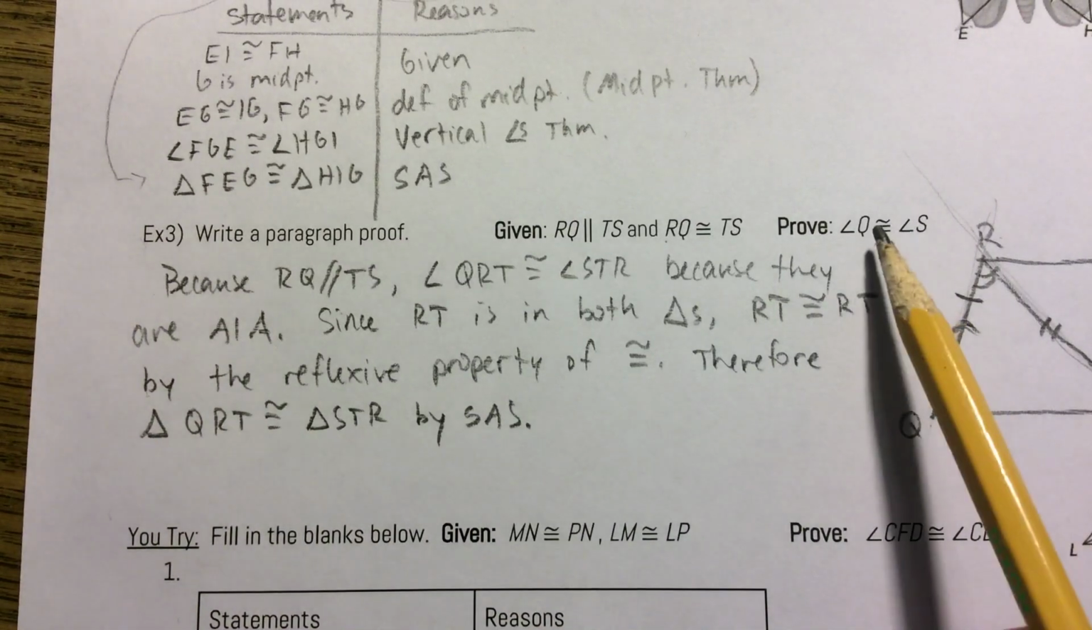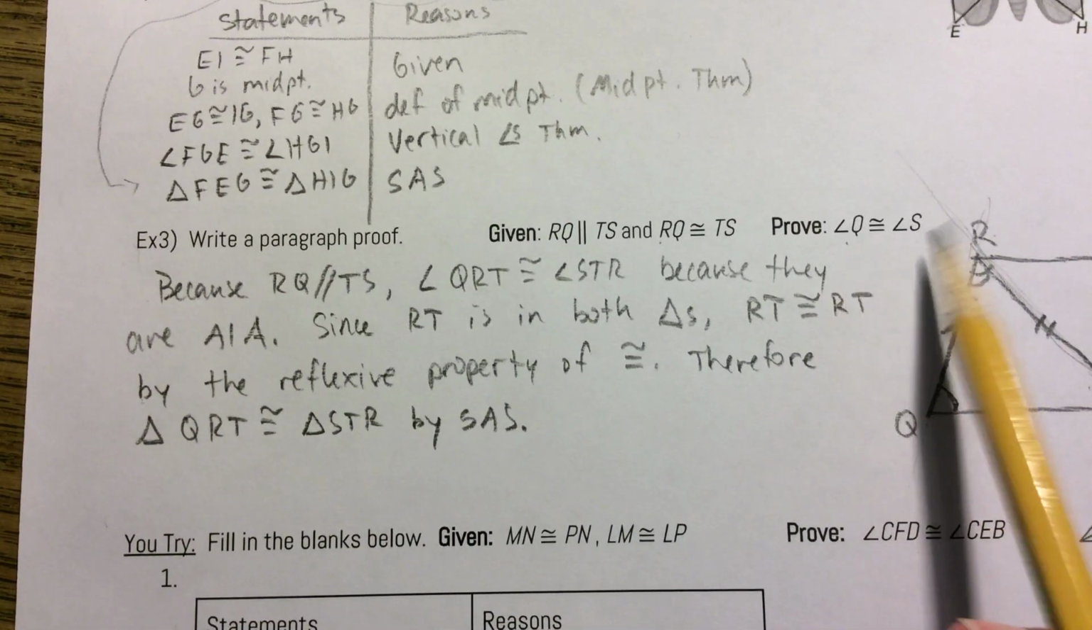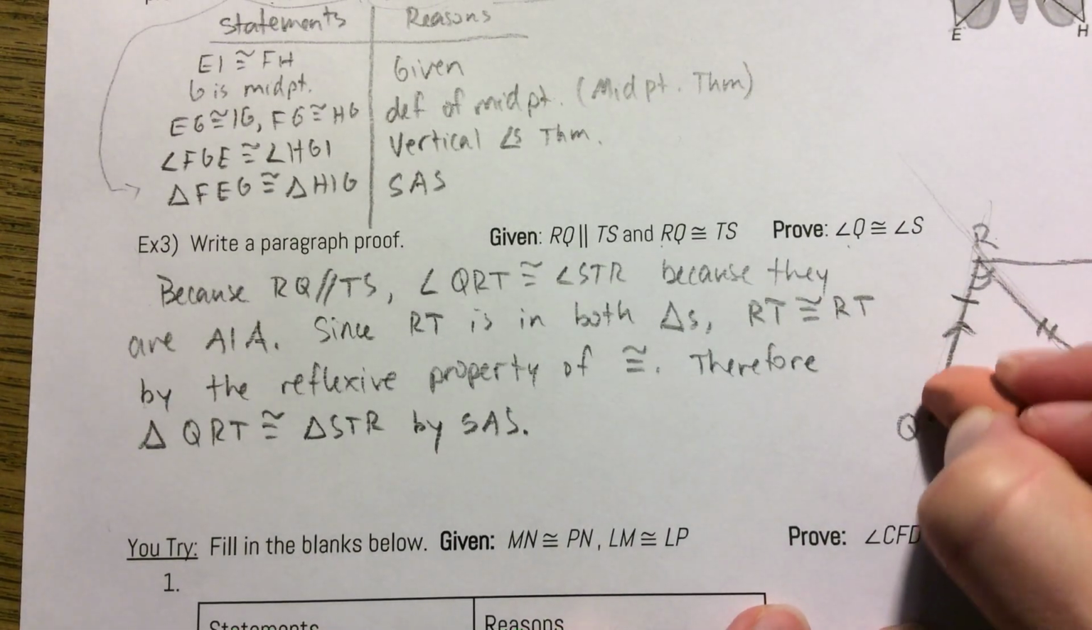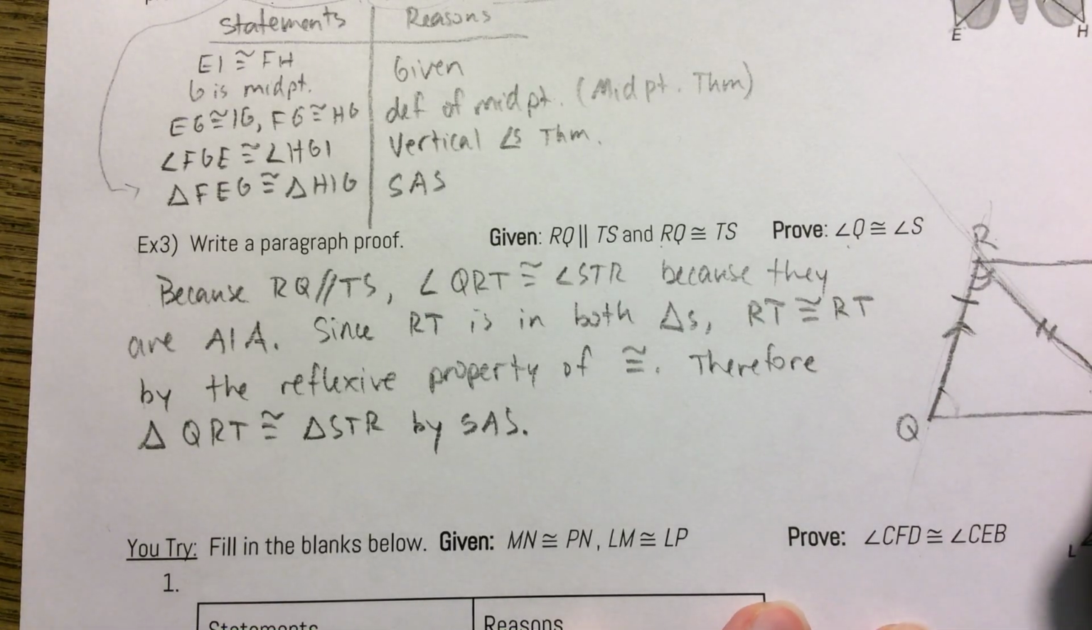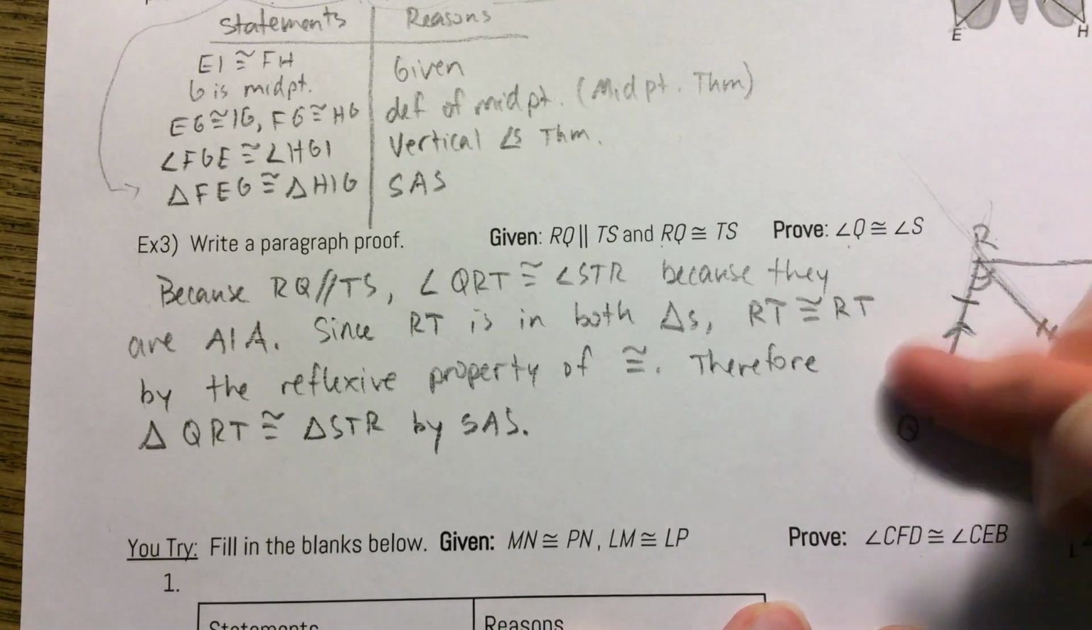And then lastly, what it wants us to prove is that Q is congruent to S. Sorry, that wasn't given. I marked that as given on there and it wasn't. My bad. That's what we're trying to prove.